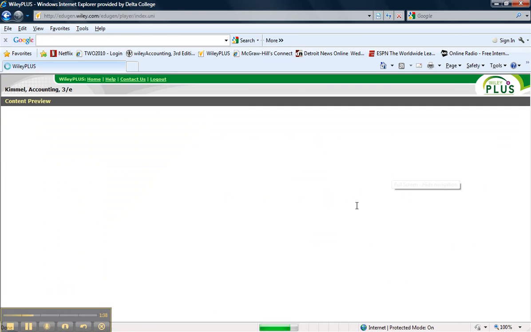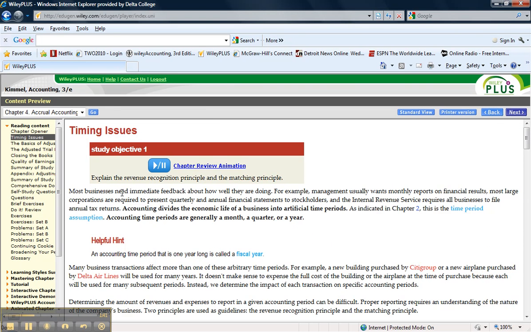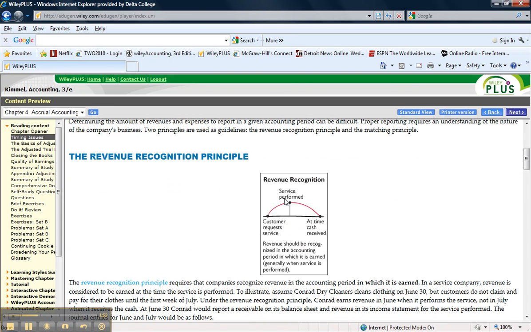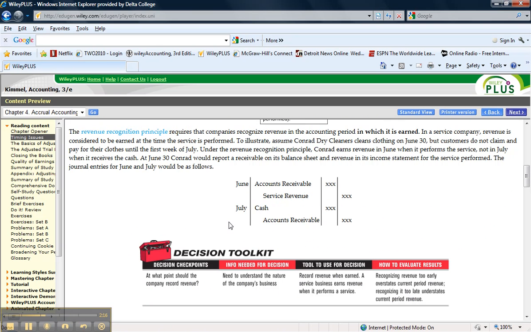I'll make the screen bigger here. All right, study objective 1 is about timing issues. We're talking about revenue recognition and the matching principle in this section. The revenue recognition principle is all about the idea that you have to record revenue when you earn it. We're going to talk in a second about methods of accounting, cash and accrual, but the revenue recognition principle is one of the central principles in generally accepted accounting principles, GAAP, the set of rules that governs how transactions have to be recorded. It says that you recognize revenue when it's earned, not when cash is received.